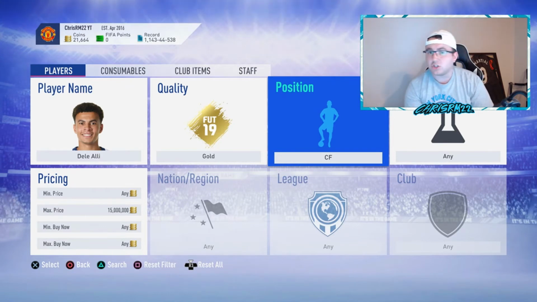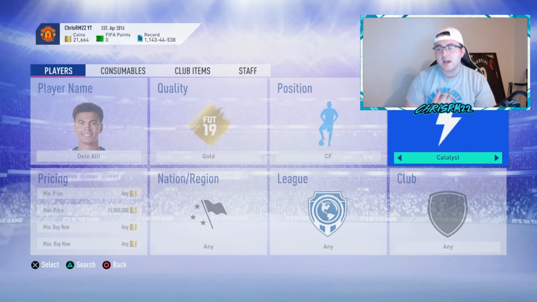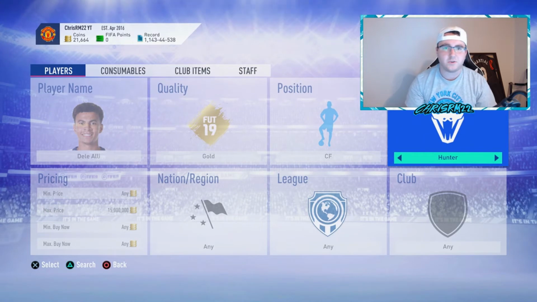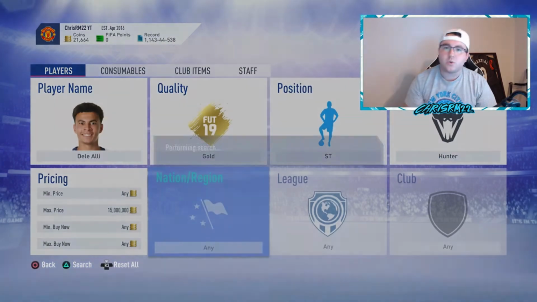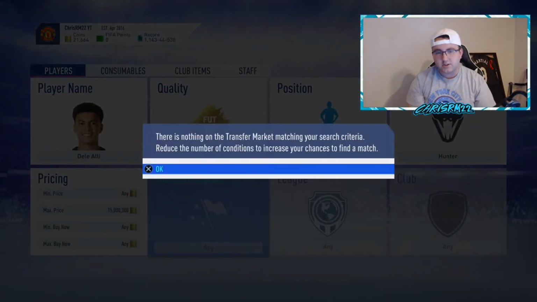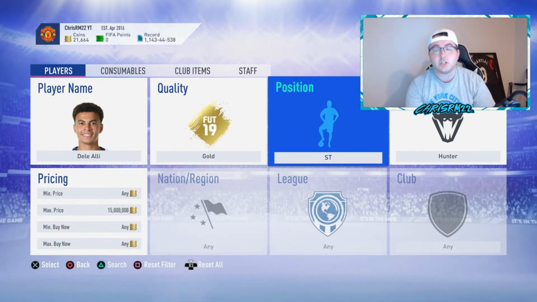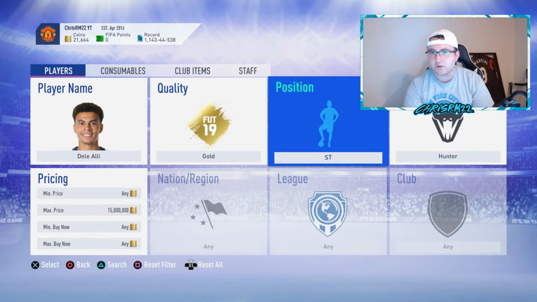Now, if you're just bored with the position itself, go and add a chem style to it as well. This is honestly one of my favorite methods from last year because it was so creative in some of the filters that I did. So for example, you could do Dele Alli with a striker with a hunter, and you can look at that card. Obviously, there's nothing on the market because no one's playing the game, but you would see someone convert him to a striker and put a hunter card on him, and may have put him at a really big undercut.